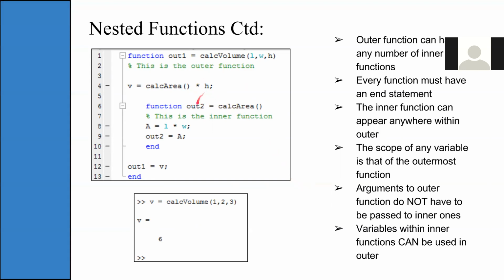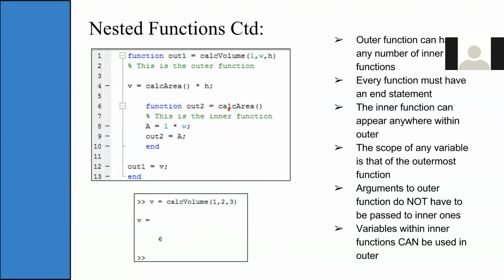However, with nested functions, you don't have to pass these values to the interior function. They already have access to it. They're all in the same scope. So that's why I pass in the length and width, let's say, and this second function can access those without passing them as inputs. So the way this works is you would call calc volume, you'd pass in 3 inputs.